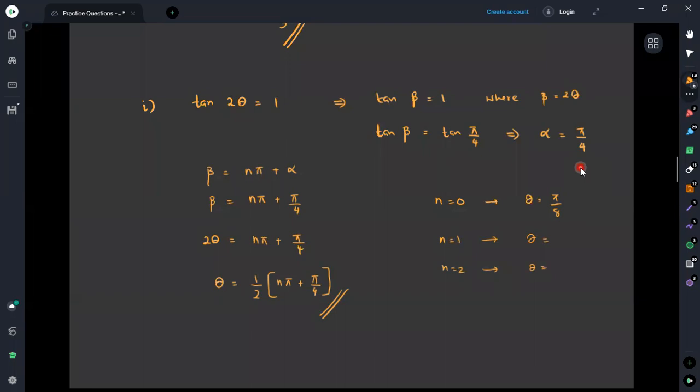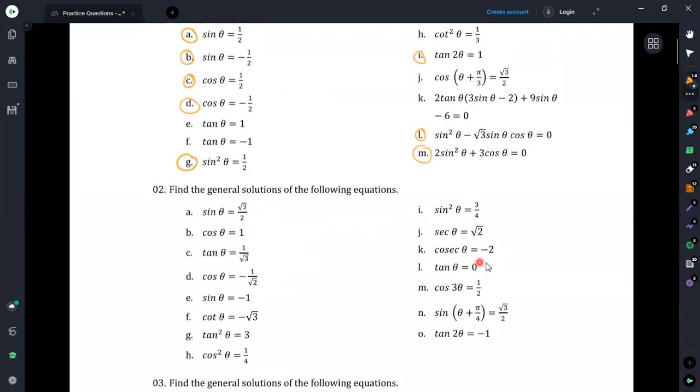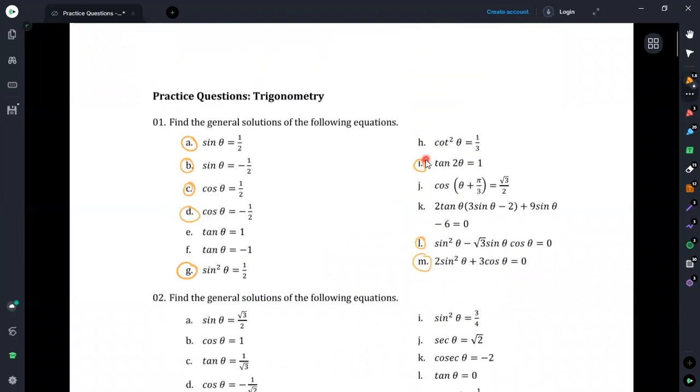Here it is asked to find the general solutions. Then for theta, we need to get a value. That is why we have to divide it by 2, since the equation is provided in terms of tan 2 theta. Now we will have to move on to parts L and M. Those are the remaining parts that we need to discuss for the first question.